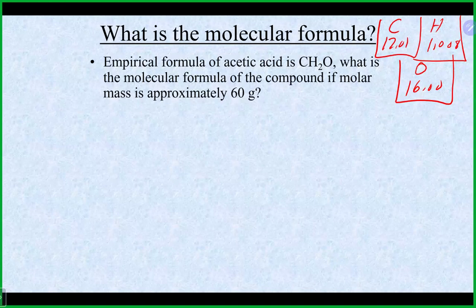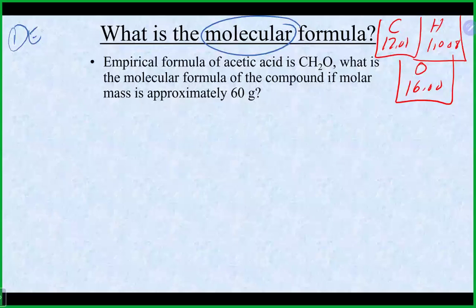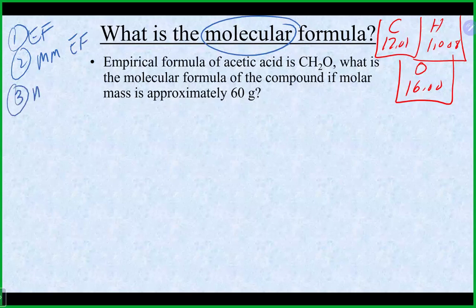Okay, so let's take a look at this one. Remember, to get to the molecular formula, we basically need three things. We need the empirical formula, we need the molar mass of the empirical formula, and we need the molar mass of the compound. In this particular case, they were nice enough to give us the empirical formula, so we didn't have to calculate it. Once again, if they didn't, you would need to go through those steps we did previously.